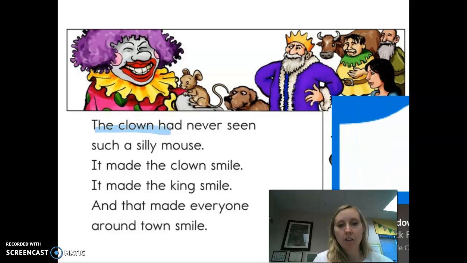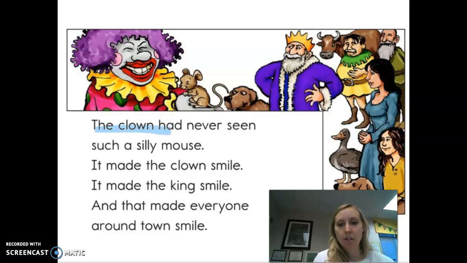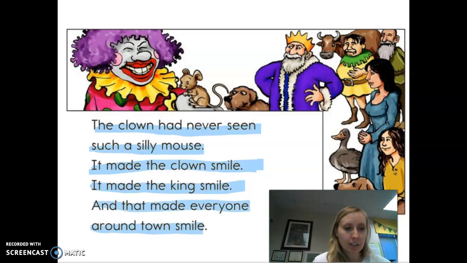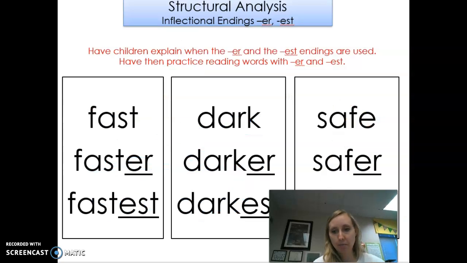The clown had never seen such a silly mouse. It made the clown laugh, smile. It made the clown smile. It made the king smile. And that made everyone around town smile. Okay, so it looks like he found his smile.